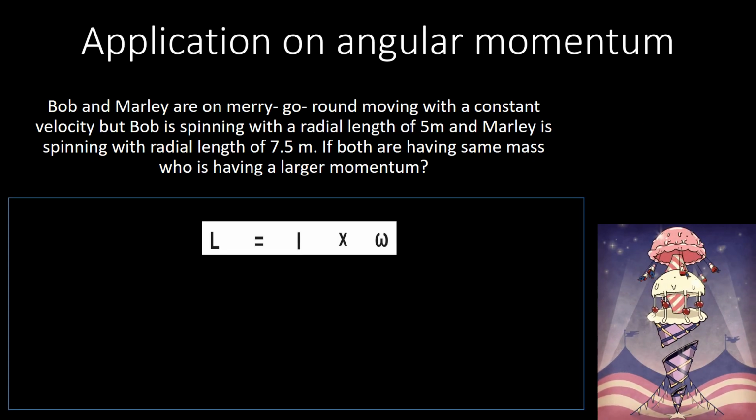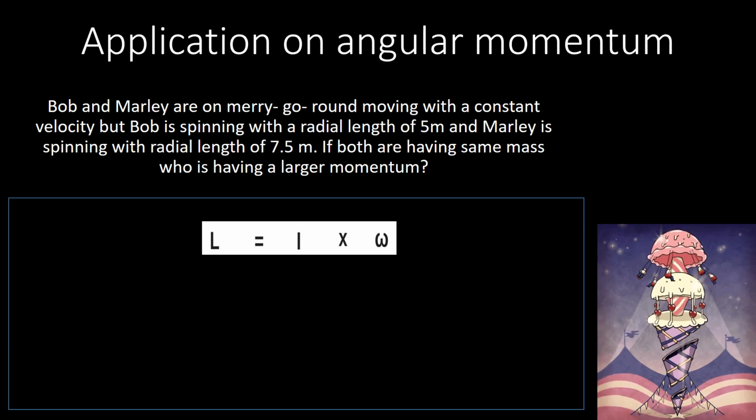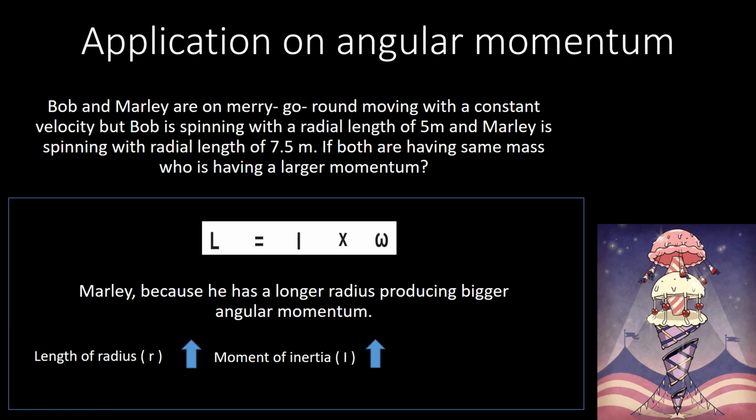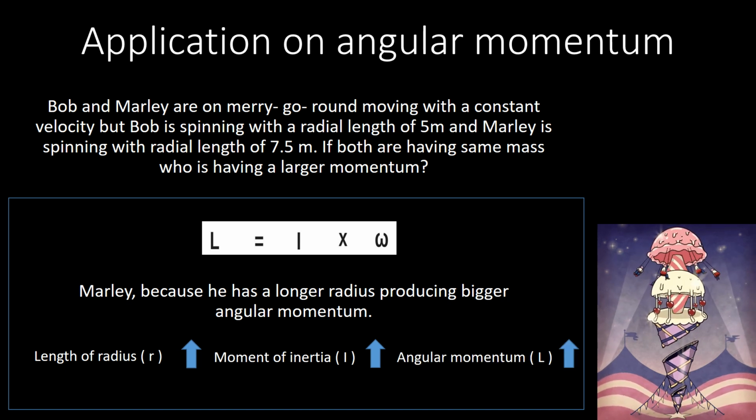Bob and Mali are on a merry-go-round moving with a constant velocity, but Bob is spinning with a radial length of 5 meters and Mali is spinning with a radial length of 7.5 meters. If both have the same mass, who has a larger momentum? It is Mali because he has a longer radius producing a bigger angular momentum. When radius increases, moment of inertia also increases. When moment of inertia increases, angular momentum increases.